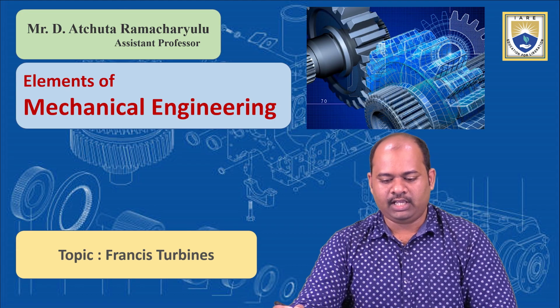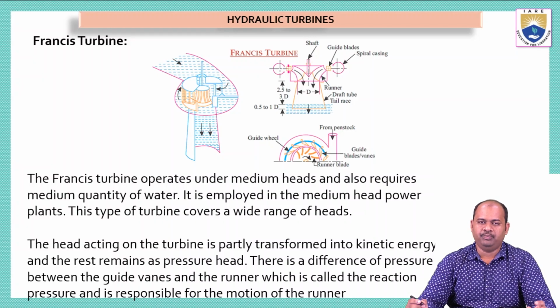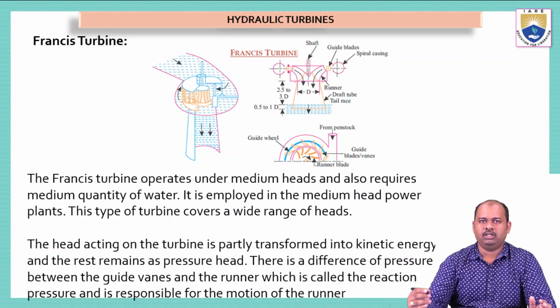So we have seen in the classification that there are two types of turbines. One is impulse turbine and the second one is reaction turbine. Impulse turbine is the turbine where there is only kinetic energy present at the inlet of the turbine. Whereas in reaction turbine, we have pressure energy along with kinetic energy when the water is entering into the turbine inlet. Now in this lecture, we are going to see Francis turbine.